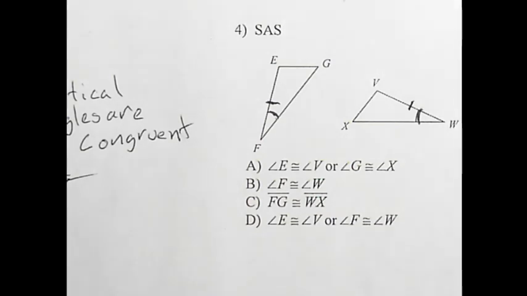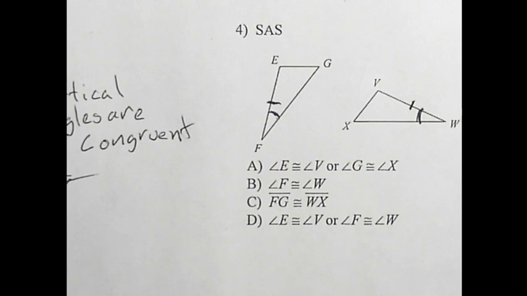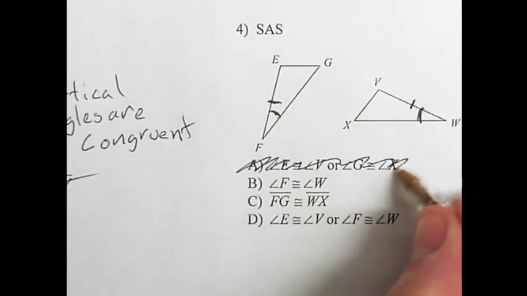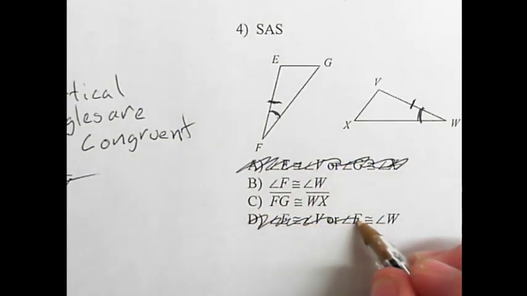E, F, X, W. Where do you see the X? Do we need another angle though? No, so because we don't need another angle, I'm just going to scribble out all the angle stuff.